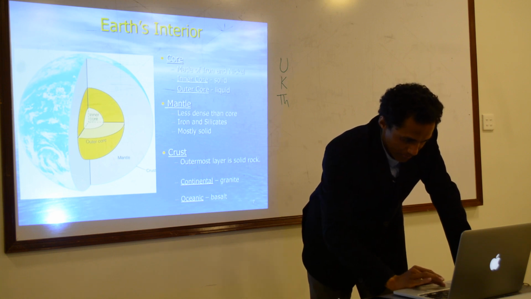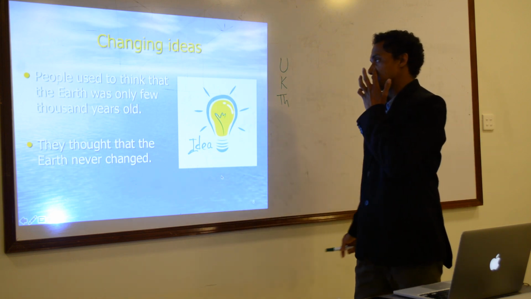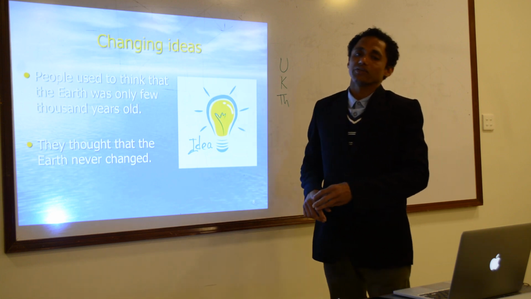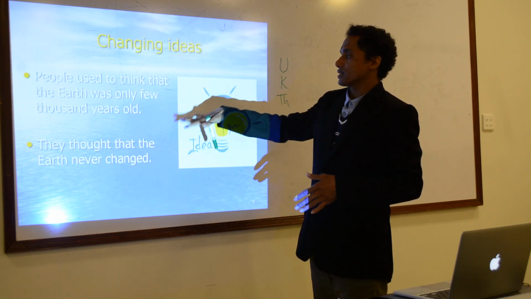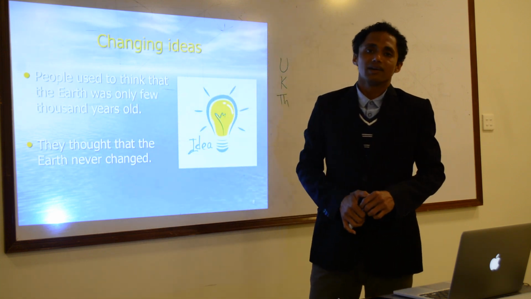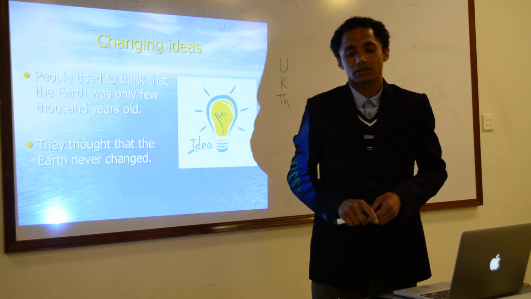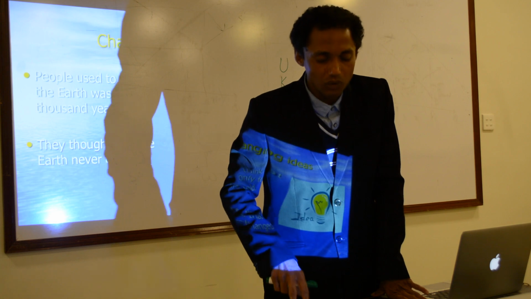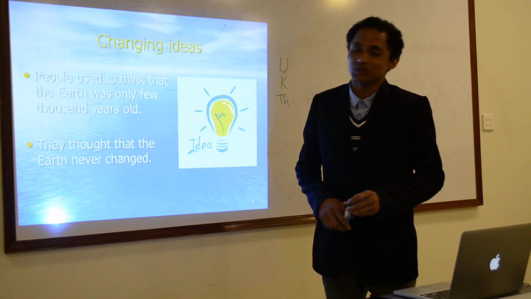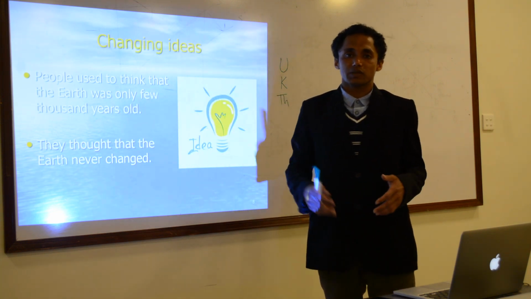Okay. Now let's talk about the changing ideas. With respect to time, people changed their ideas about the earth. So we can see here that people used to think that the earth was only a few thousand years old, but it isn't like that. You remember at the start, we talked about the earth being 4,500 million years old, but here it is just 1,000 years old. So people change their ideas with respect to time.